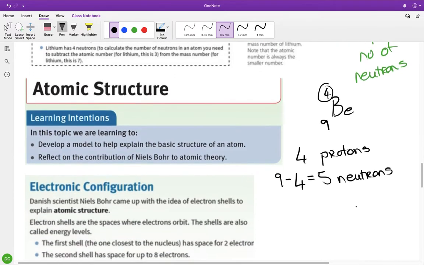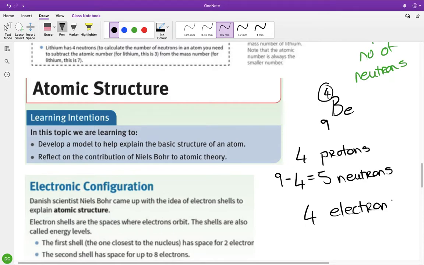And we get to the number of electrons. The number of electrons will have to match the number of protons. So we know if there are 4 protons, then there are 4 electrons. Okay, so hopefully, sorry, invasion number 2. Right, anyway, so that's how you figure that out.